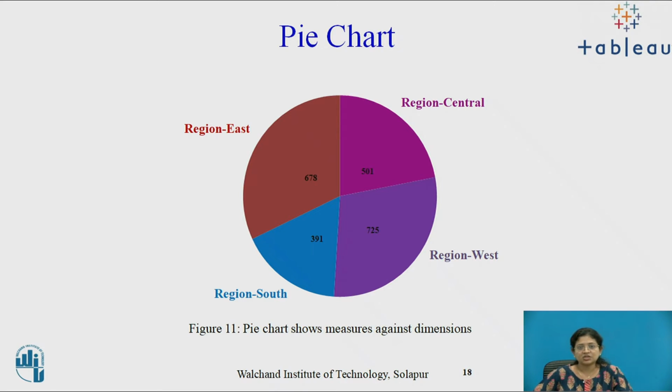And what is the dimension here? Region. Regions are the dimension, and what are the measures? Sales. Sales is a measure. So, in this video we have seen various bar charts as well as the pie chart. In my next video we are going to see how to plot this pie chart as well as bar chart with the help of Tableau.